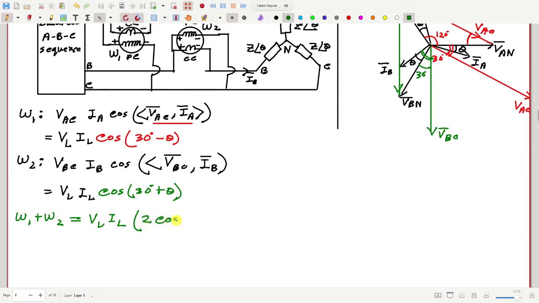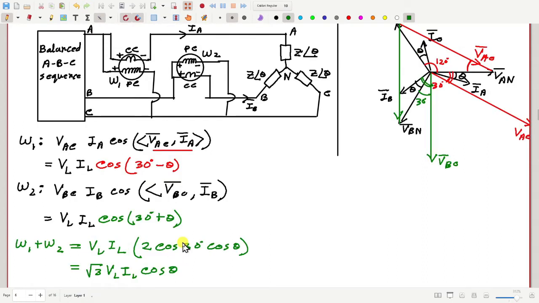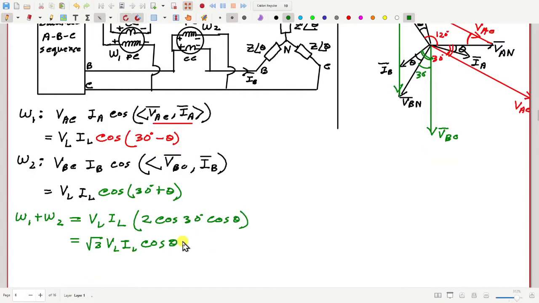2 cosine 30 cosine theta. Now cos 30 is root 3 by 2, so this becomes root 3 VL IL cos theta, as expected, because we know that the sum of W1 plus W2 should be equal to the total power. So, as expected, we are getting the total power.